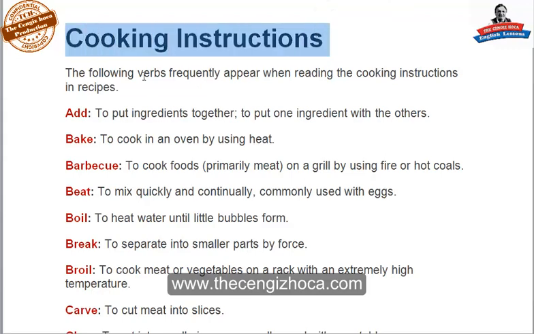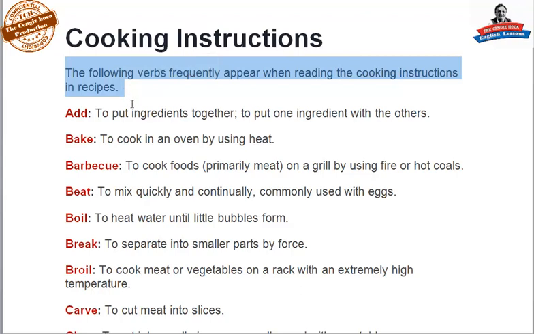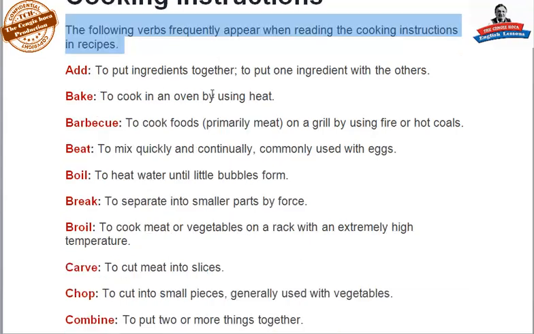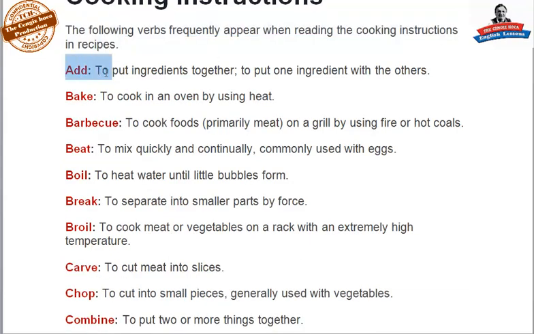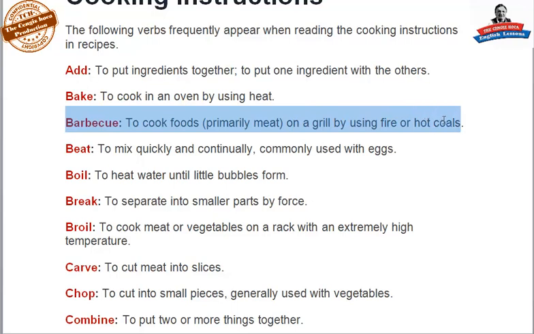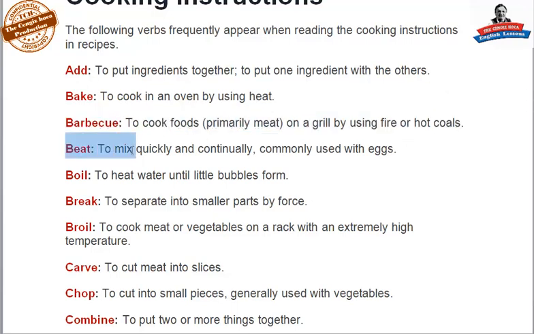Cooking instructions. The following verbs frequently appear when reading the cooking instructions in recipes. Add means to put ingredients together, to put one ingredient with the others. Bake means to cook in an oven by using heat. Barbecue means to cook foods, primarily meat, on a grill by using fire or hot coals. Beat means to mix quickly and continually, commonly used with eggs.